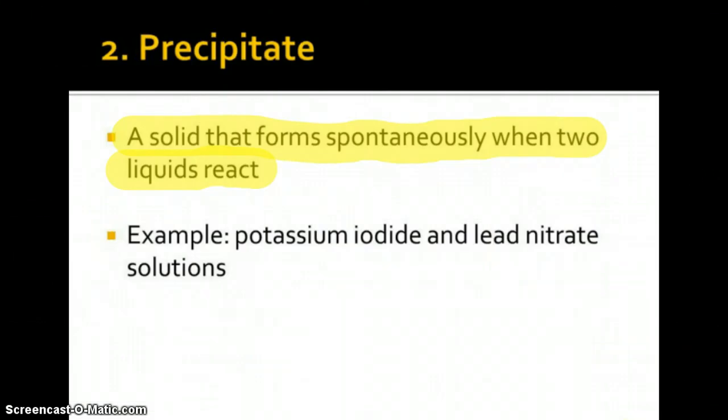All right, you could see instantly when one solution was poured into the other, a bright yellow precipitate was formed. So that would definitely be an indicator of a chemical change.